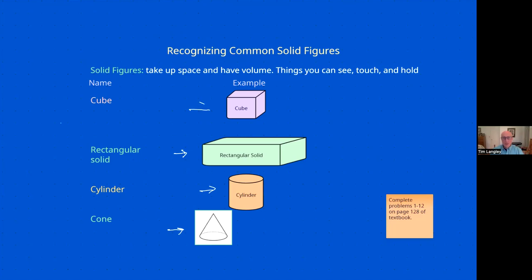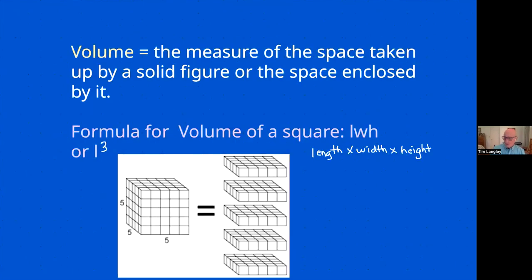Okay. So what I want you to do is this should be pretty easy homework. I want you to stop the video and do problems 1 through 12 on page 128 of your textbook. And those should be really easy. You're just identifying shapes. Okay. All right. I'm going to move straight on to the next slide. And I want you to freeze the screen and copy this and then come back.